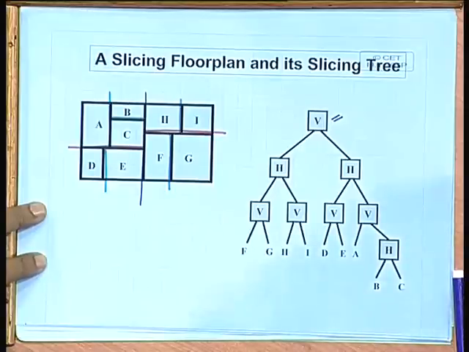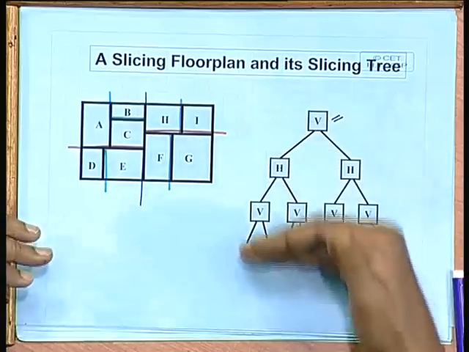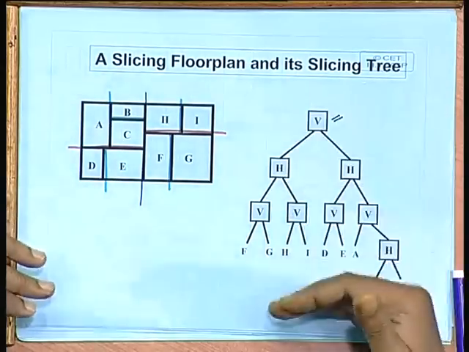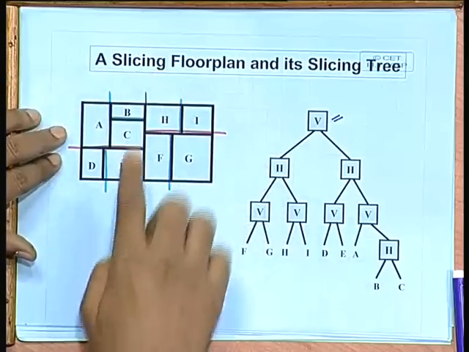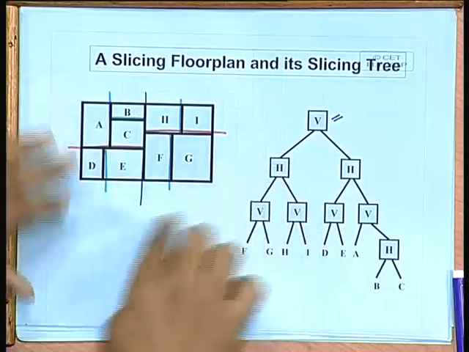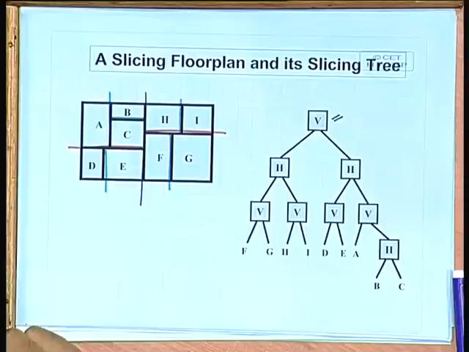So, once you have this tree, if you traverse the tree from the root towards the leaf or from the leaf towards the root, whichever way you traverse, you will get an idea regarding the order in which you are basically partitioning the total floor area into the floor plan, into the placement of the blocks. Fine.